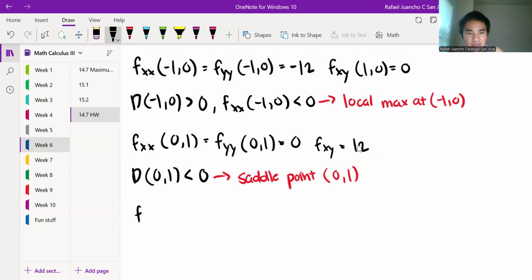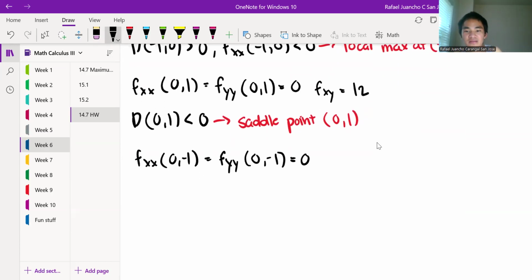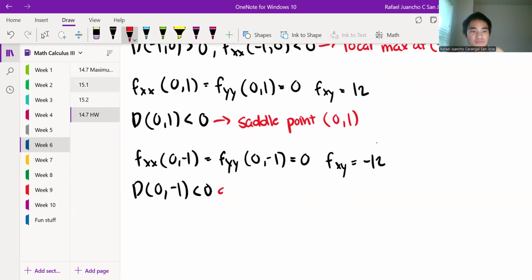Then I do the same thing. My fxx at 0, negative 1 is the same as my fyy. Here I still get 0, right? And then my fxy is -12. But then I square it, so it doesn't matter. I still square it, I get the same thing. So this 0, -1 is also a saddle point.